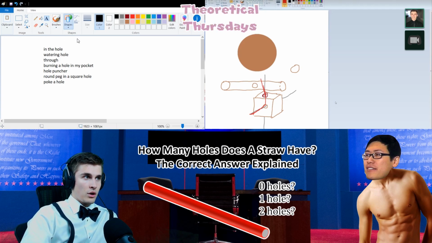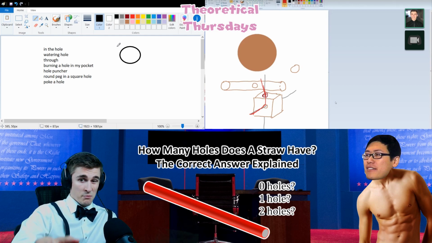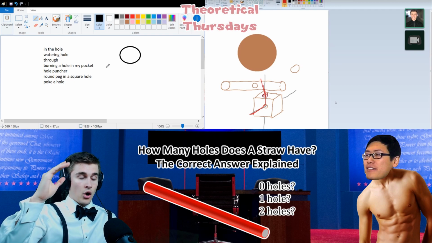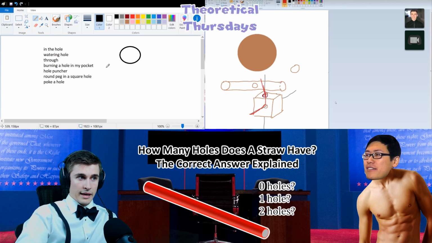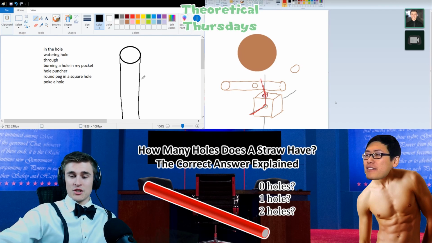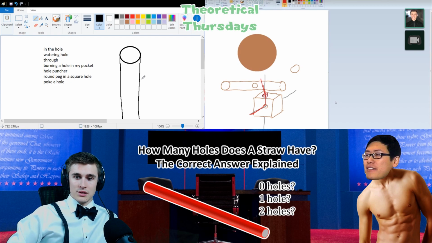Math defines a hole as a circle, and this is the topological definition, and I believe I'm correct on this, a straw is a circle plus an interval of length. The way they break it down is a circle is one hole, and an interval is 0 holes. So it doesn't matter how long the straw is. If it goes on for infinity, it's always going to be one hole, because a circle is only one hole. It doesn't matter how much depth that circle has, it's still just one.